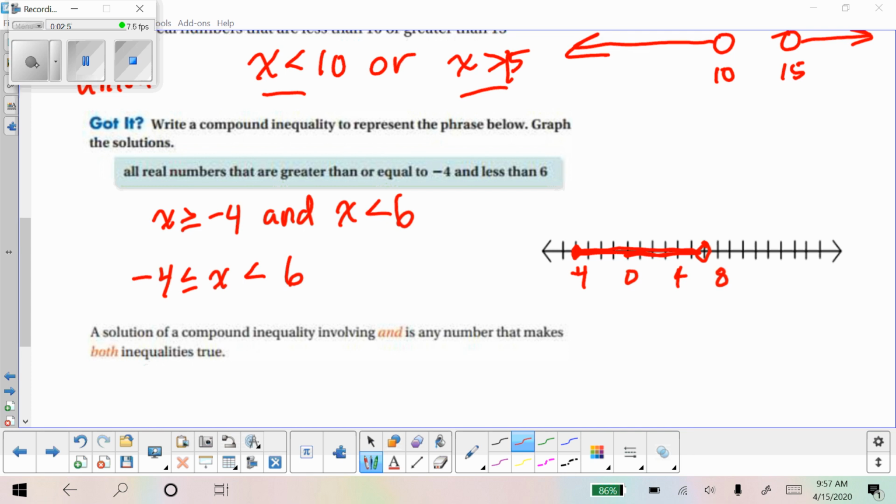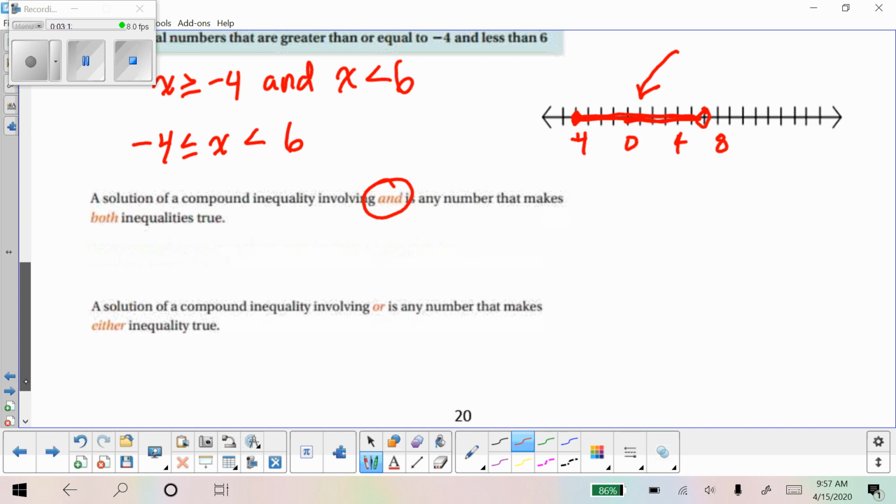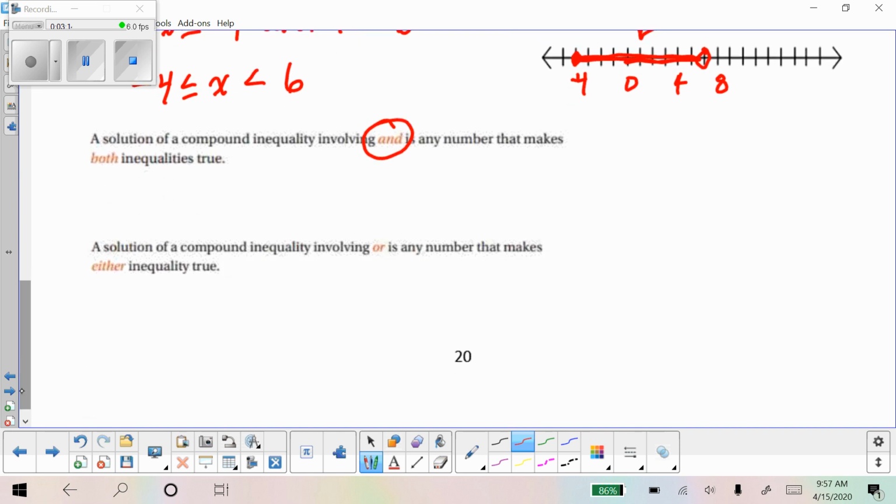So how'd you do? Notice that a solution involving the word and is any number that makes both inequalities true. And that'll be a situation like this on a number line where there's just one area that makes it true. And when you say or, that's any number that makes either inequality true. So it could be either one or the other.